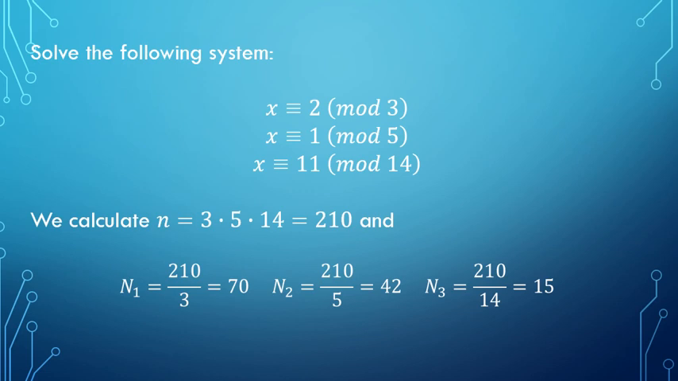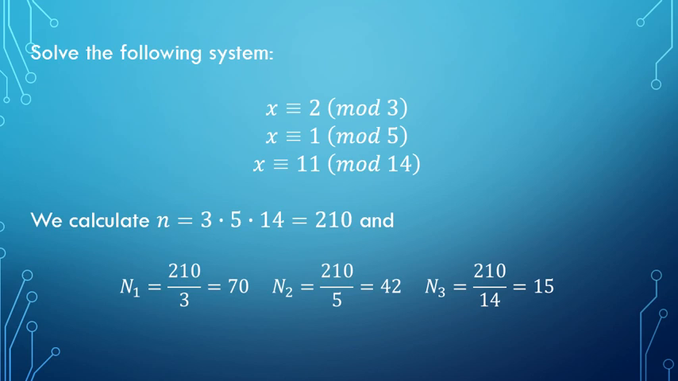And then we're going to find each of our capital N's. Capital N1 is 210, our little n, divided by little n1, 3. And that gives us 70. Similarly, capital N2, little n divided by little n2, which gives me 42. And then capital N3, little n divided by little n3, and 210 divided by 14 gives me 15.